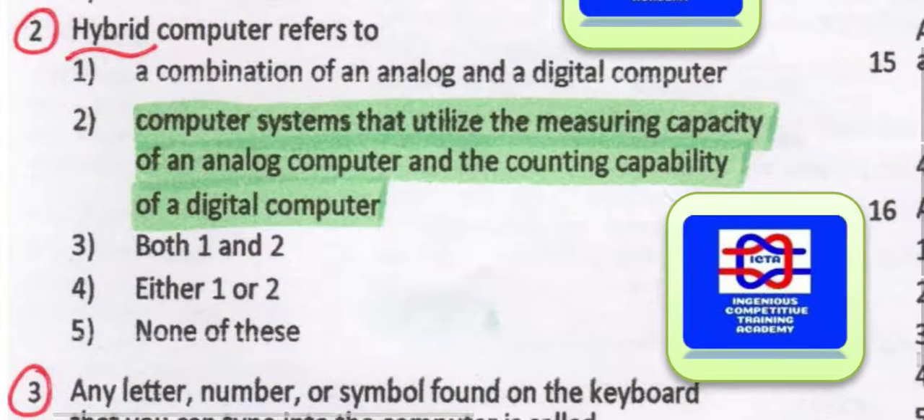Next we have hybrid computers, which refers to computer systems that utilize the measuring capacity of an analog computer and the counting capability of a digital computer. This is exactly what hybrid computers do.